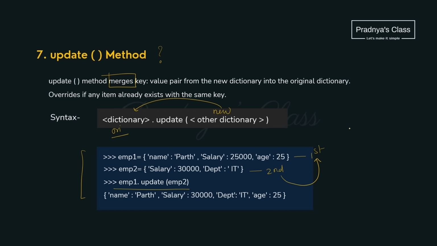We know that in case of dictionary, key cannot be duplicated. But in case if we have duplicate keys in both the dictionaries, then the value of the second dictionary will get updated on the value of the first dictionary for that duplicate key.